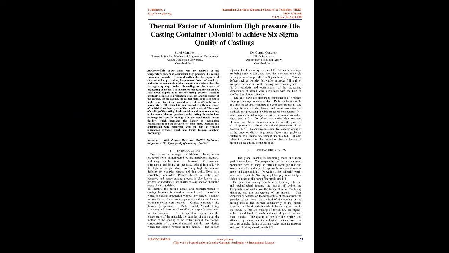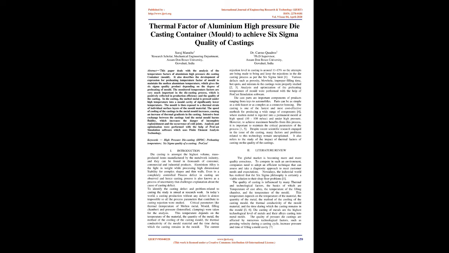Introduction. Die casting is amongst the highest volume, mass-produced items manufactured by the metalwork industry, and they can be found in thousands of consumer, commercial and industrial products. Aluminium alloy is light in weight while possessing high dimensional stability for complex shapes and thin walls. Even in a completely controlled process, defects in casting are observed, and hence the casting process is also known as a process of uncertainty that challenges explanation about the cause of casting defects.